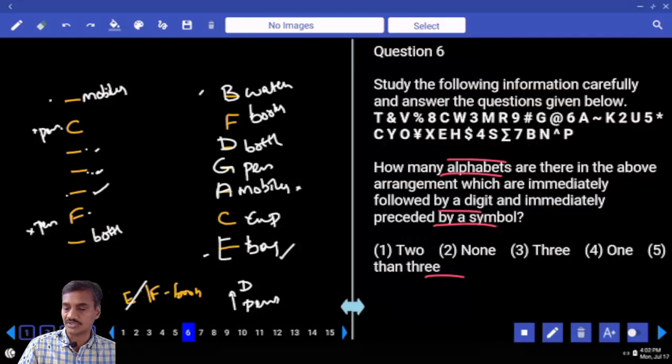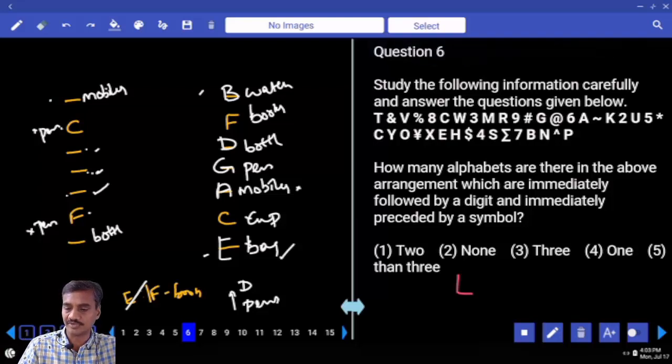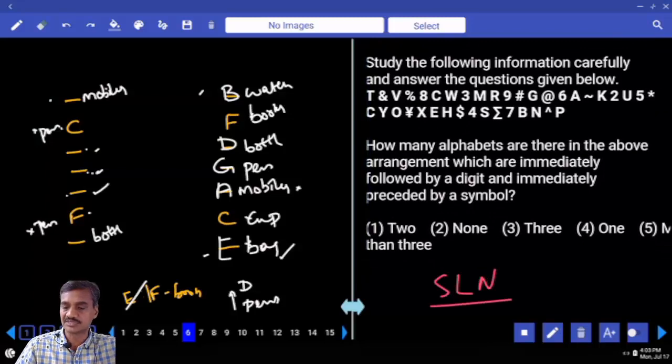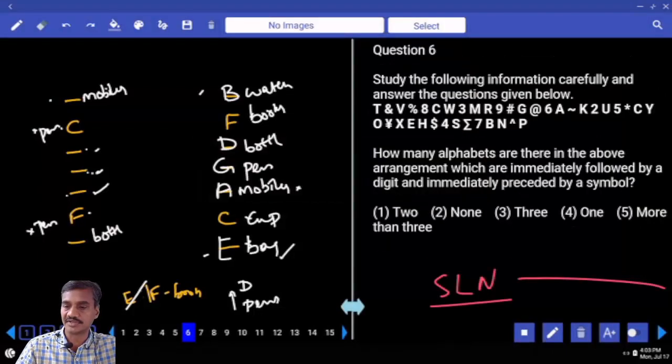The next one, 6 onwards. Now 6 to 8 are based on sequence. How many alphabets are there? It is talking about a letter which is immediately followed by digits and immediately preceded by a symbol. And the sequence must be symbol, letter and a number. What is the sequence we have? Symbol, letter and a number.